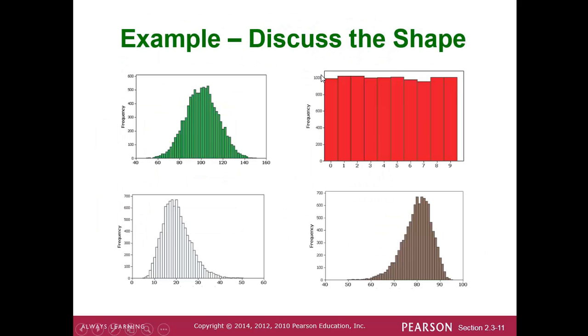So again, here we go. Normal curve. The one in red is more of a uniform curve. They're all roughly the same amount. Here we have something that looks kind of normal, but it's starting to pull a little bit. You're going to have a longer right tail, so we would call it right skewed, and here's one that's skewed left.